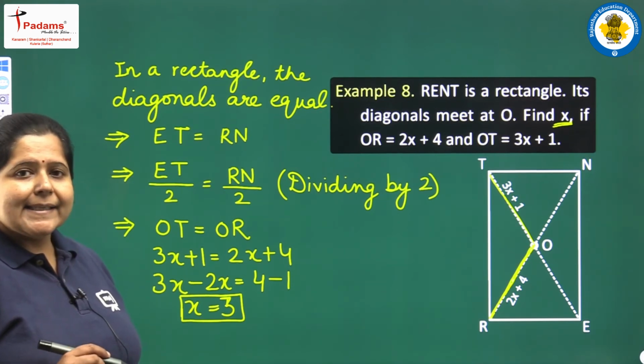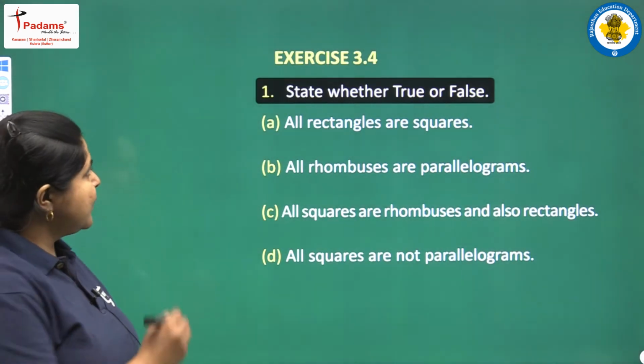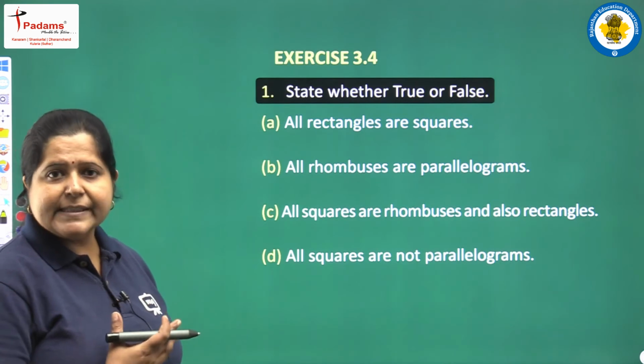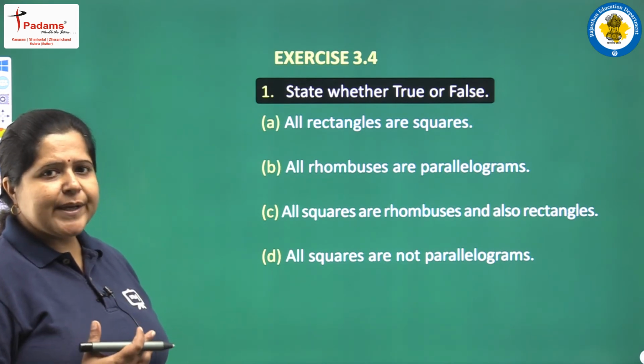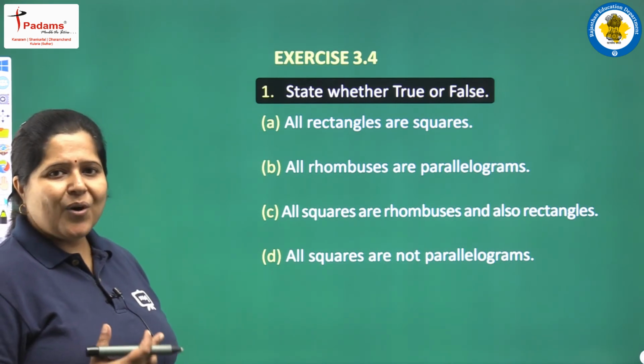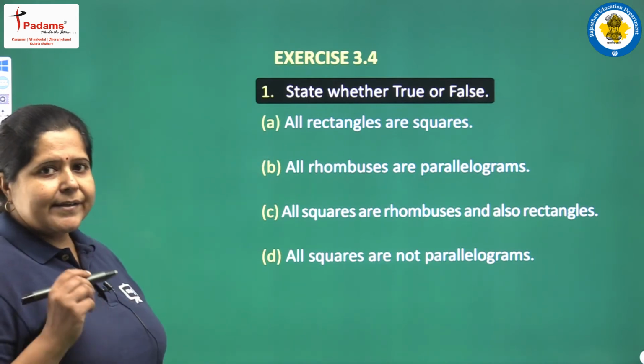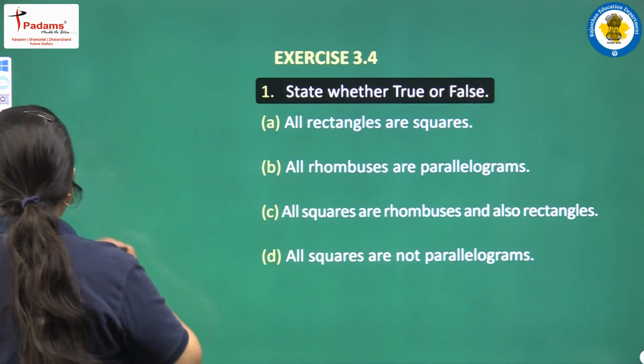Now, we start exercise 3.4. Here is the first question. State whether true or false. We have been given some statements here and we have to examine whether they are true or false. The first one is all rectangles are squares. Let me draw both of them.